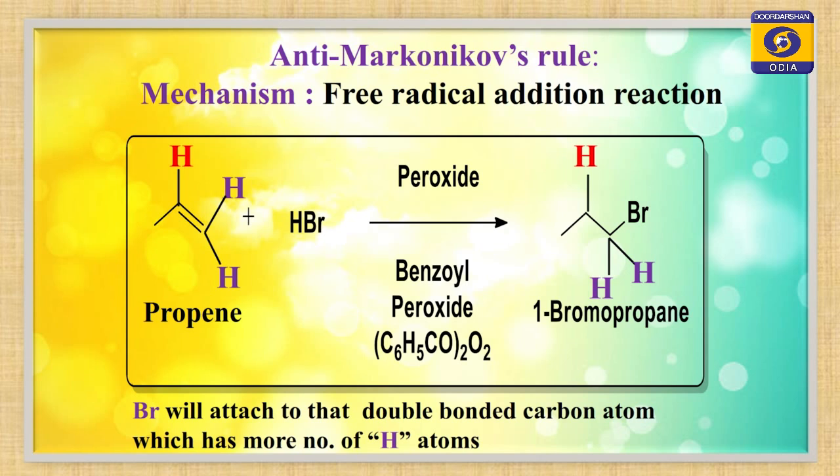Next slide you see, this is the anti-Markovnikov's rule. That is, if you are adding HBr, remember when you are adding HX, in case of Markovnikov's rule, X may be chlorine, bromine or iodine, but in case of anti-Markovnikov's rule, your X will be only bromine. It is because here we are taking an organic peroxide. In this case I have taken benzoyl peroxide.